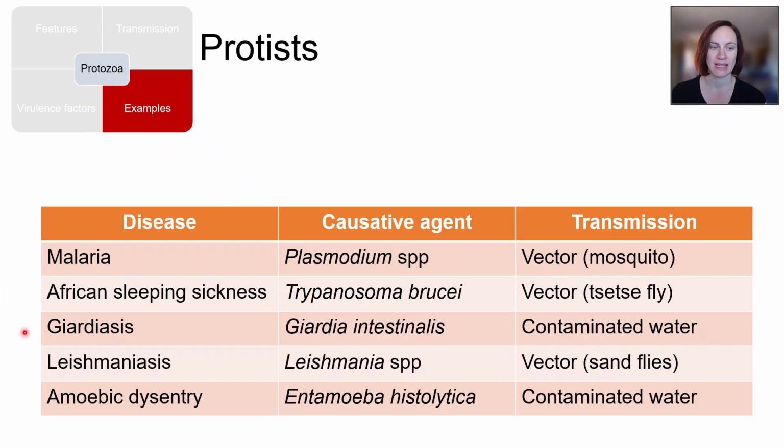So lots of different examples here. We've talked a lot about malaria. It is a pretty important one, but there is also African sleeping sickness, Giardia, which you might have heard of, leishmaniasis, and dysentery caused by tiny little amoebas. Lots of contaminated water situations here and lots of vector transmission going on.